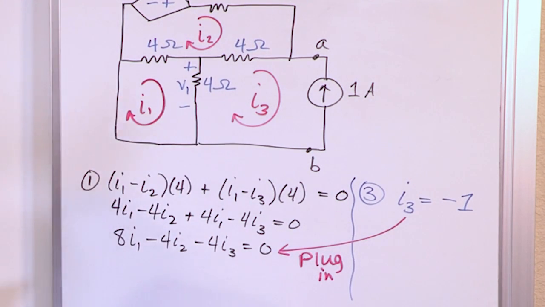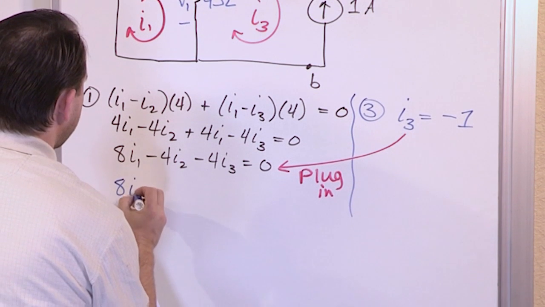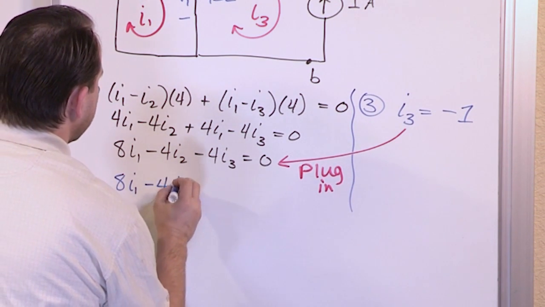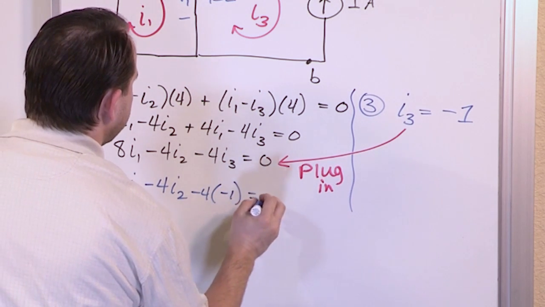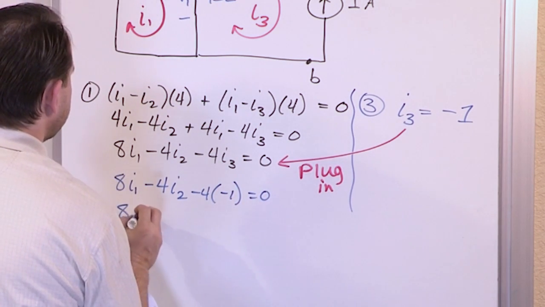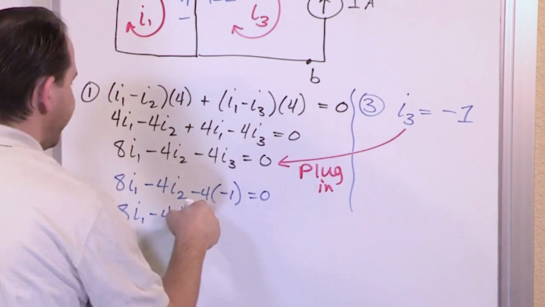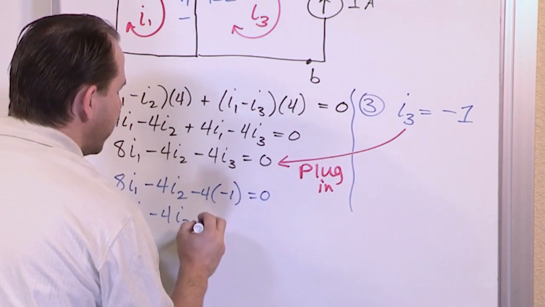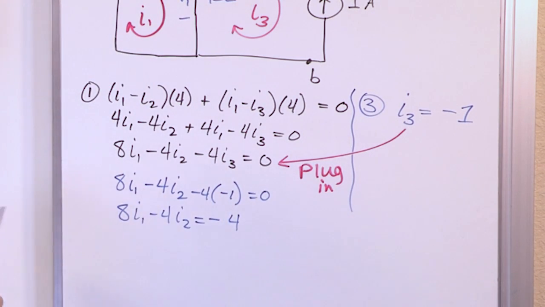You don't have to do this, but I think it's worthwhile to just do it now. So what you're going to have is 8 times I1 minus 4 times I2 minus 4 times I3, and I3 we're saying is -1, equal to 0. So you have 8 I1 minus 4 I2. This is a positive 4, but I'm going to move it to the other side and make it a -4 because I want all my constants to lie on the right-hand side.